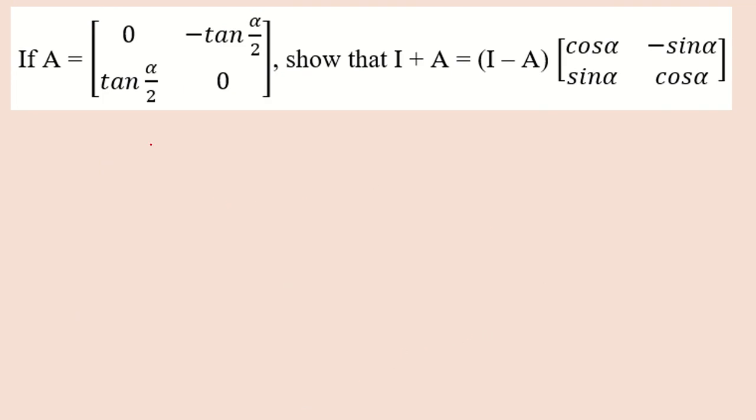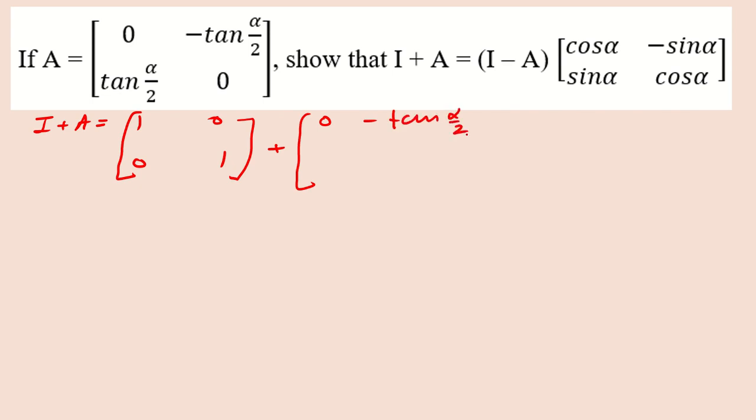This is, if A is equal to the given matrix, then show that I plus A is equal to I minus A times this matrix. So I plus A is very easy to write here. I is the identity matrix, and what will be the order of this identity matrix? It will be order 2. So here it will be the identity matrix 1, 0, 0, 1, plus A means 0, minus tan alpha by 2, tan alpha by 2, and 0. So its addition will be equal to what? 1, minus tan alpha by 2, and then tan alpha by 2, and 1.